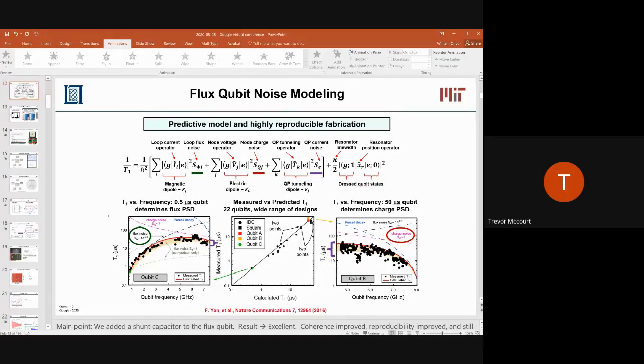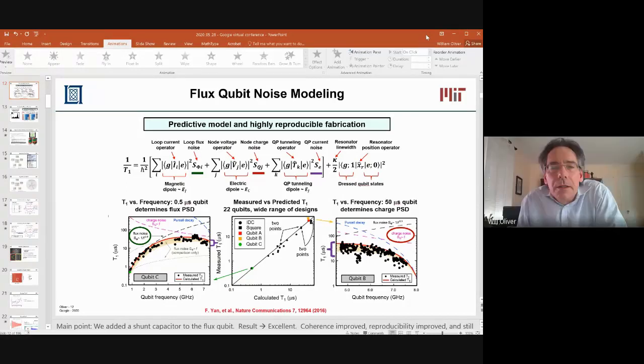Are you lumping critical current noise in with flux noise in this model, Will? Or is it not a factor? Yeah, so in this case, we didn't explicitly look at critical current noise. I think it could map into flux noise depending on how it's affecting the size of the circulating currents.